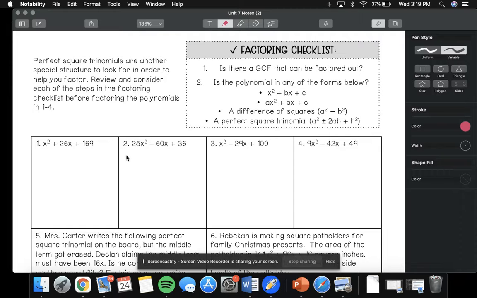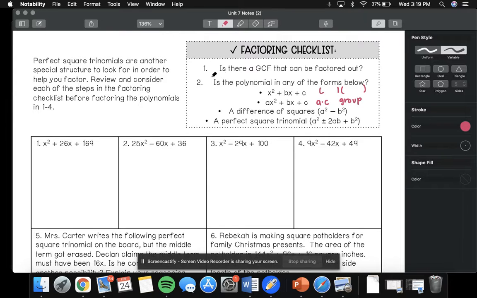Okay, so number 1, is there a GCF that can be factored out? That's always the first thing we ask ourselves. Is the polynomial any of these terms? Because if it's no A value, it's pretty easy. We can just do the puzzle and write our answers. If it has an A value, we will have to do A times C and do the grouping. The difference of squares, which meant we had two things and we could take the square roots of both of them. And then a perfect square trinomial is what we just talked about, and we will factor it that way. Okay, so first one, x squared plus 26x plus 169.